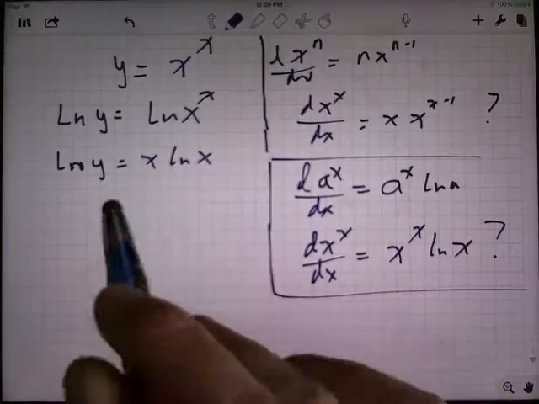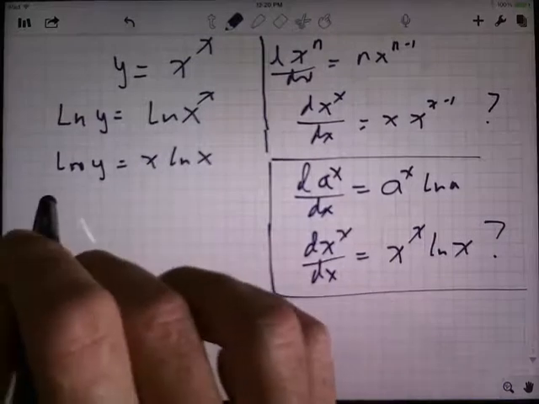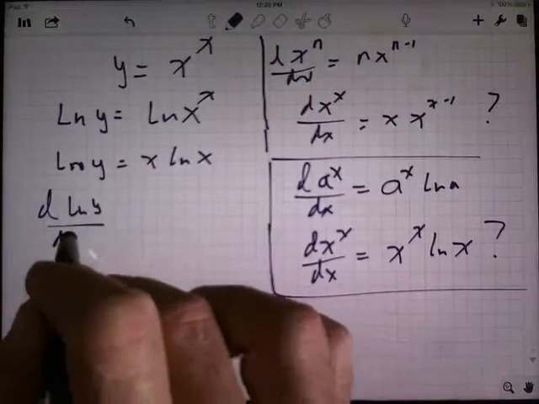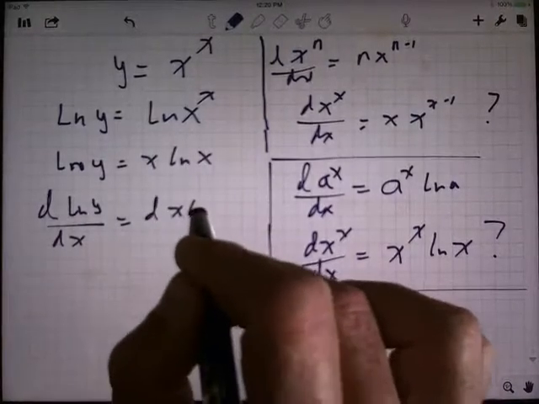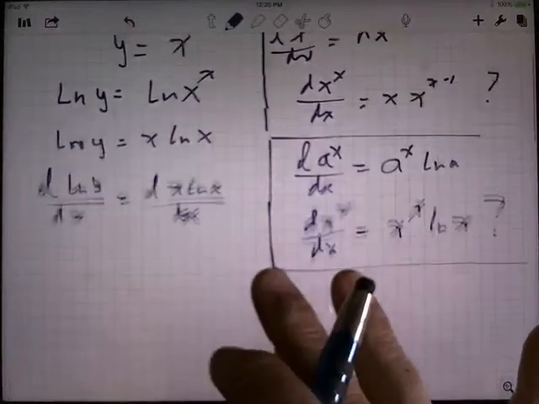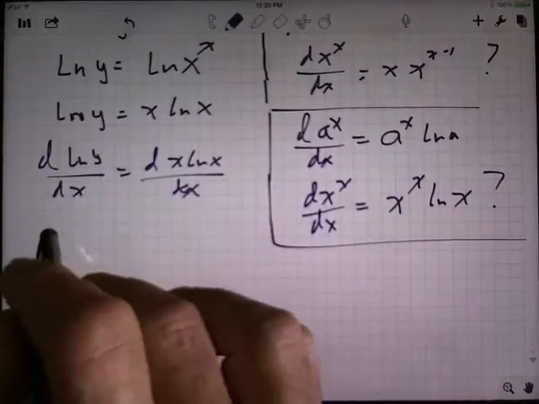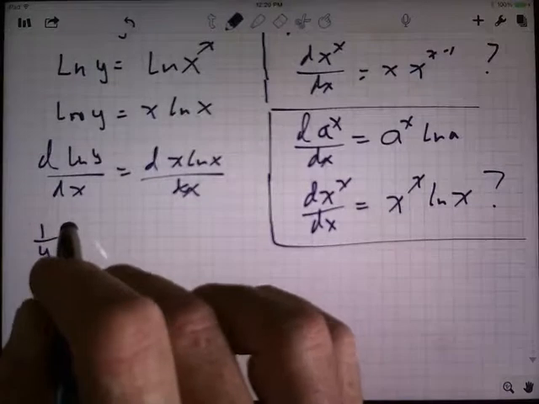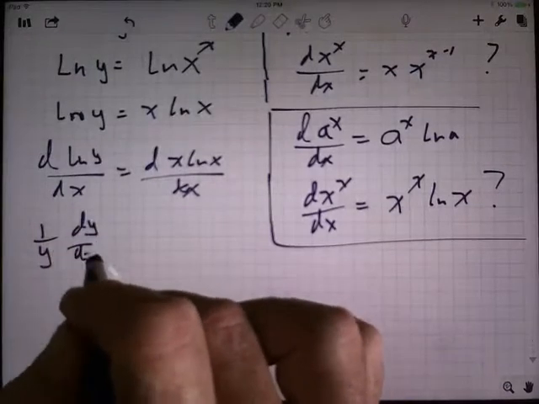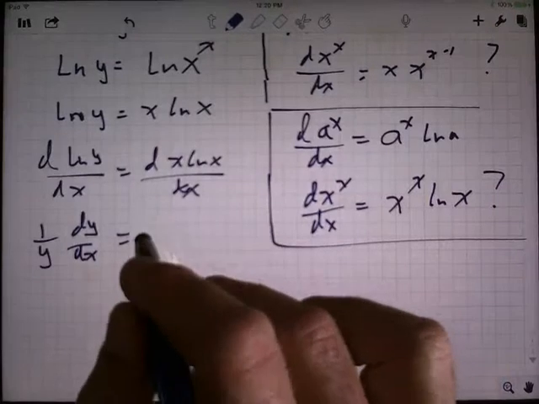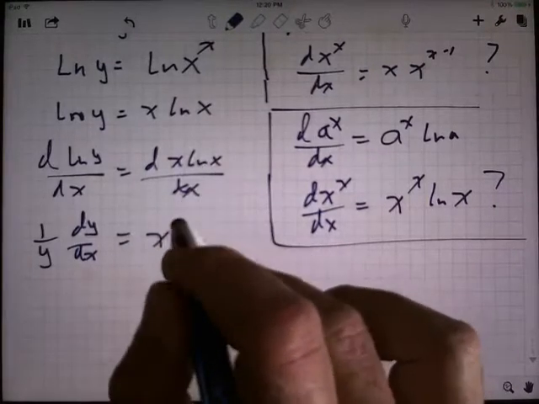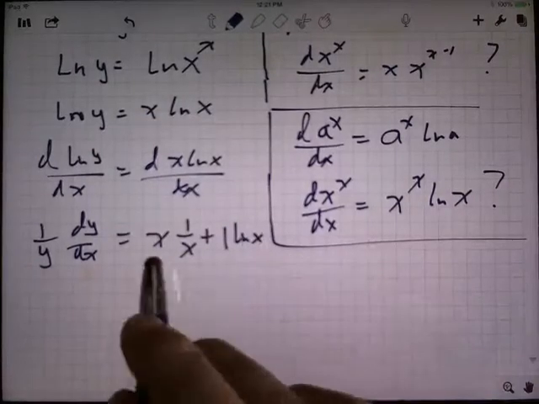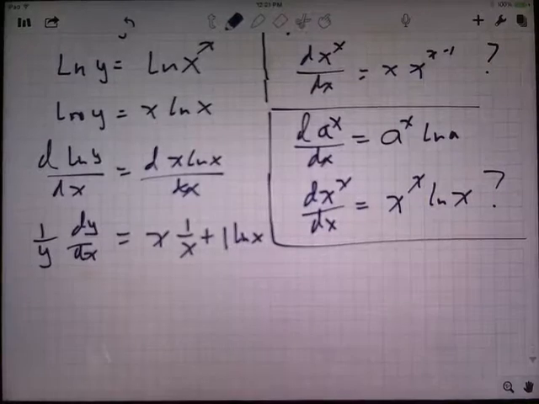Now this is a product, and I can do a product rule here. So here we go. I'm going to implicitly differentiate with respect to x. The derivative of natural log y with respect to x is the derivative of x ln x with respect to x. On this side, the derivative of natural log with respect to y would just be 1 over y, but I want it with respect to x, so the chain rule says multiply by dy dx. And then on this side, I've got a product rule. I've got x times the derivative of the natural log plus the derivative of x times the natural log. So first times the derivative of the second, second times the derivative of the first, add them up.